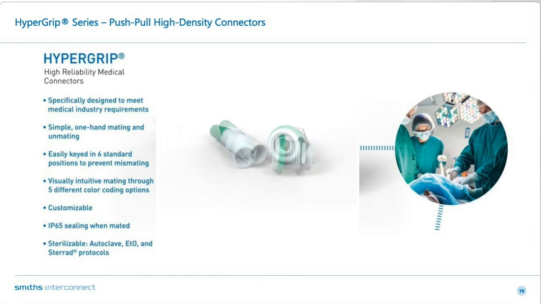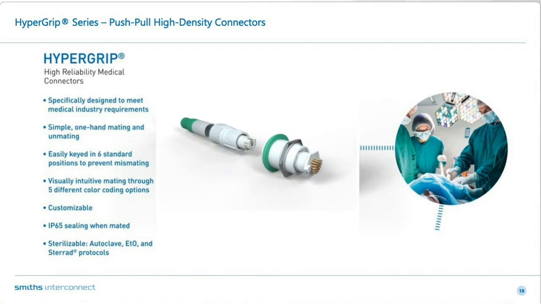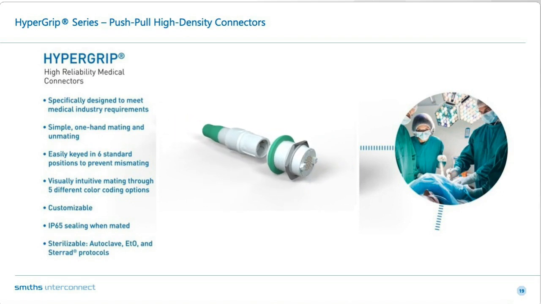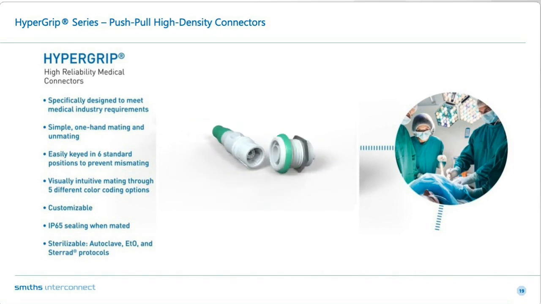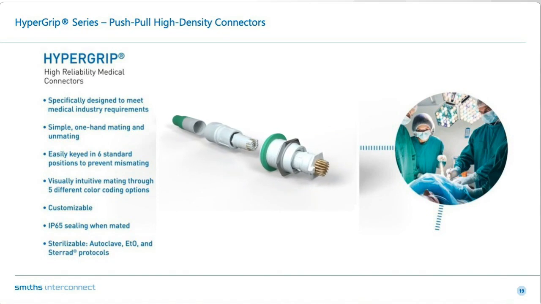Our keying system is based off of a fixed keyway with a rotational insulator. So customized solutions will effectively have 6 keys at the start. Along with the keys, it does come in 5 different colors to prevent mismating or for quick identification. And it also comes with an IP65 when-mated seal base. The connector is sterilizable, supporting steam autoclave, ethylene oxide, and Sterrad, north of 20 cycles.